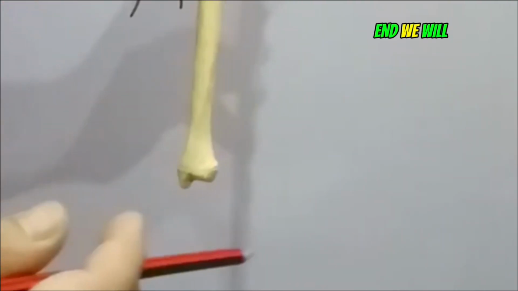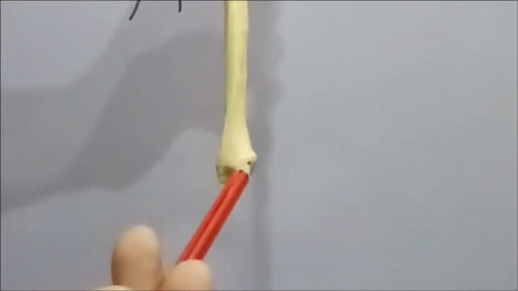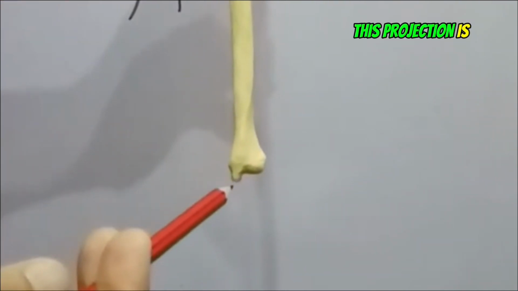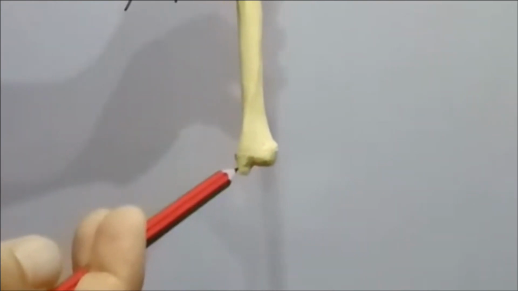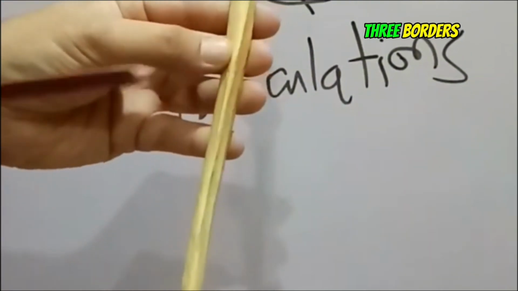In the lower end, we will find a rounded head. So this is the head of ulna. And posteromedial to the head, this projection is the styloid process. This is the shaft between the upper end and the lower end. The shaft has three borders.